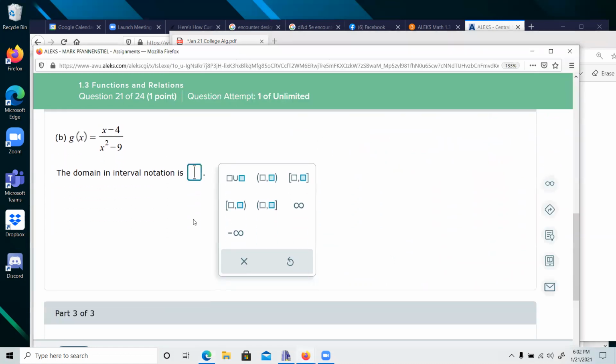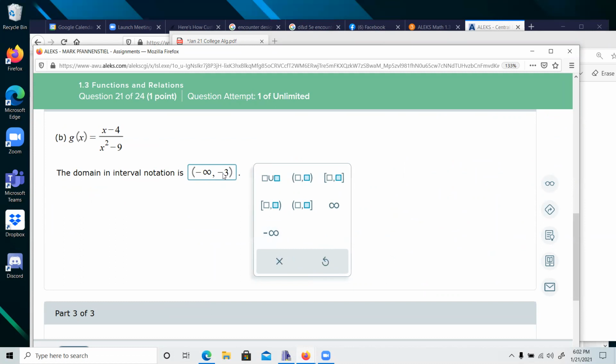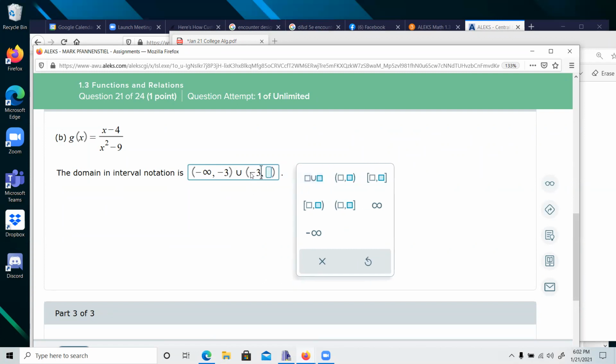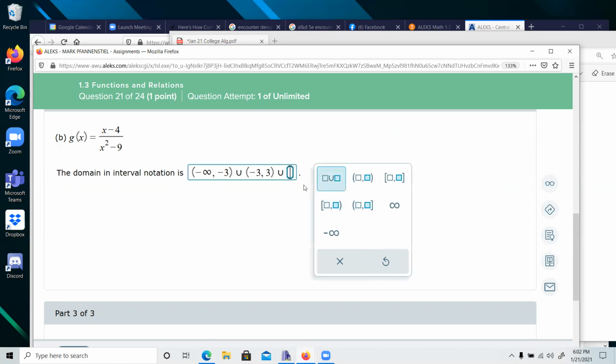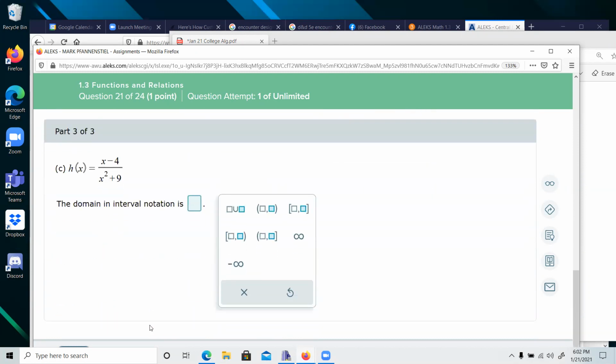All right, domain and interval notation. We have negative infinity up to negative 3, union negative 3 up to 3, union 3 up to positive infinity. And that's our interval notation for this thing. All right, it's delightful.